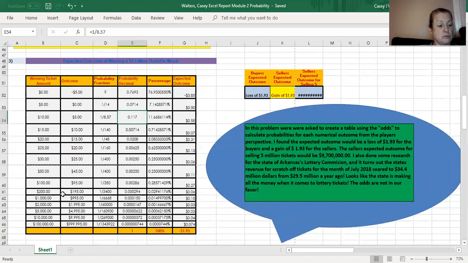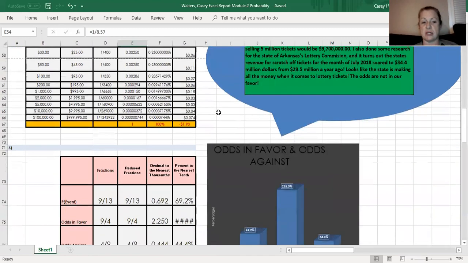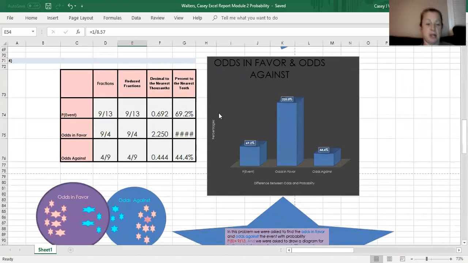Why should we use manipulatives and pictures? It can help students take an abstract idea and make it more concrete. And even though a picture is over here, right above the summary, I have the actual work, that's where I was able to figure the buyer's expected outcome and the seller's expected outcome. And that's where I have that charted out.